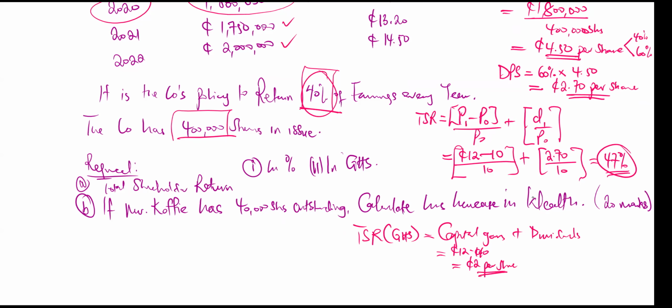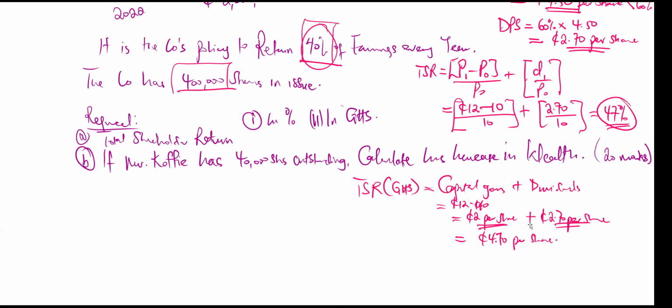True or false? True. The dividend is going to be 2 cedis, 70 pesos per share. True or false? So per share, this person is going to end up with a growth in wealth of 4 cedis, 70 pesos per share. Do you all agree? But how many shares does the company have? 400,000 shares. So if the growth in wealth is 4 cedis, 70 pesos, and we have 400,000 shares, how much do we end up getting overall?